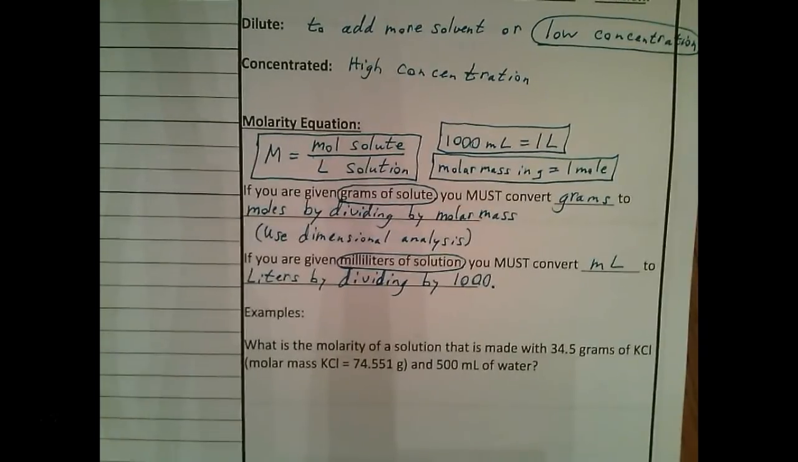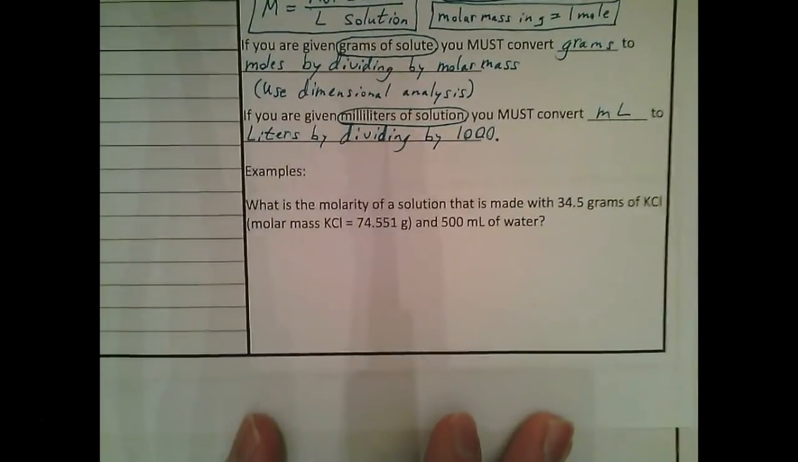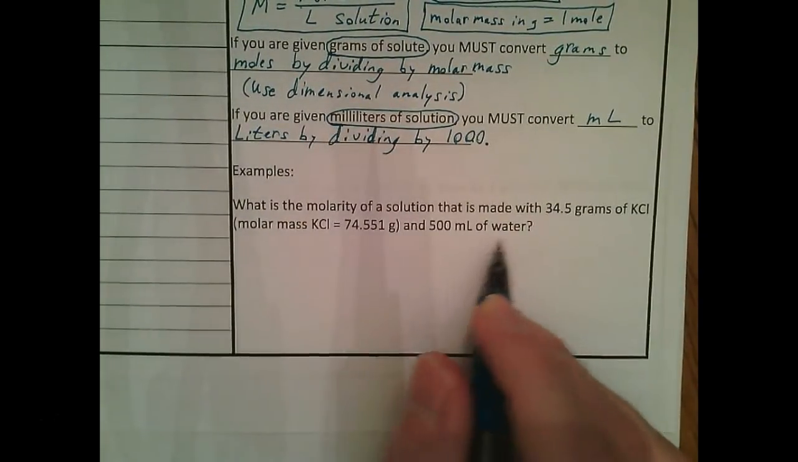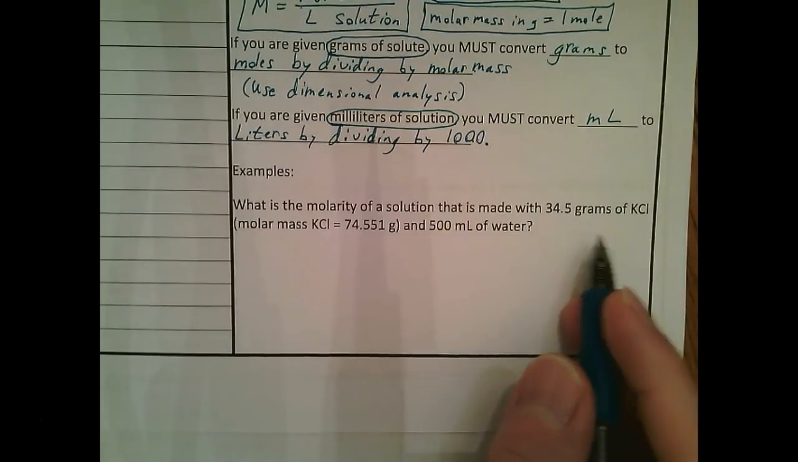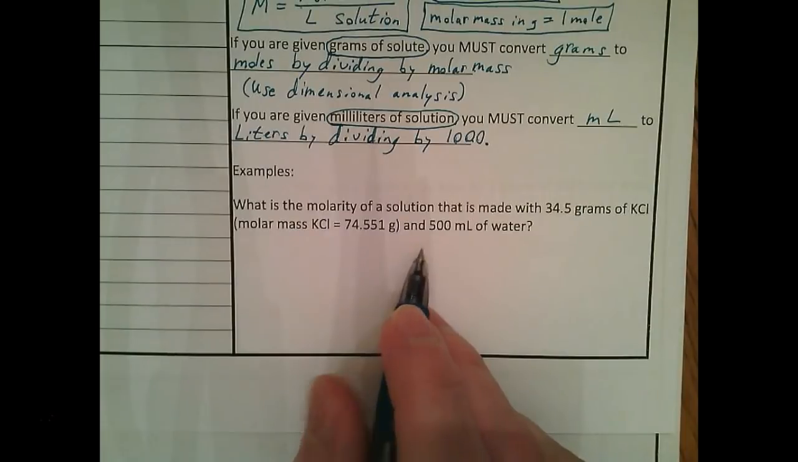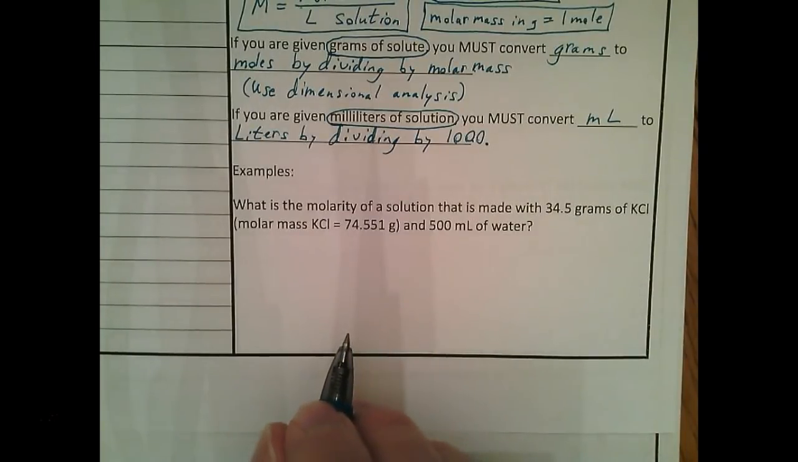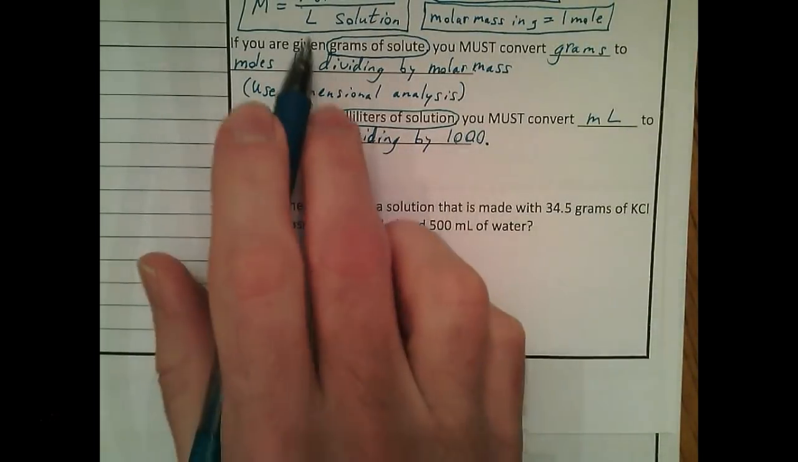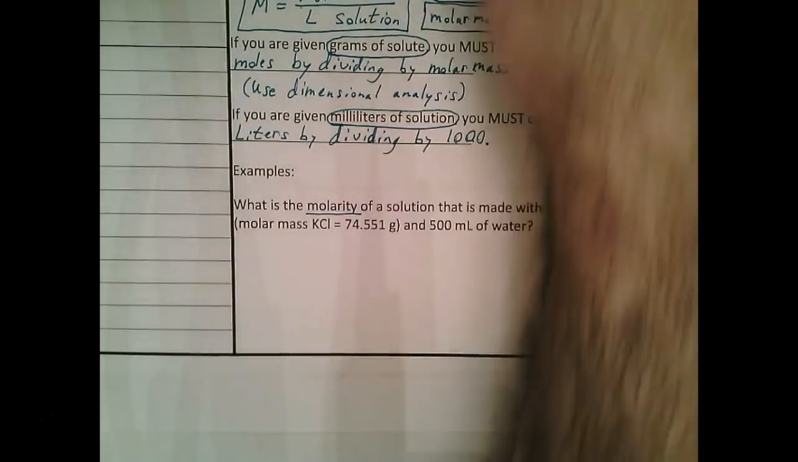Okay. I'm going to work through the first example on this page. What's the molarity of a solution that is made with 34.5 grams of KCl? It gives us the molar mass of KCl and 500 milliliters of water. Okay. Start with asking for molarity. That's what I'm looking for. So I can use this equation up here, the molarity equation.